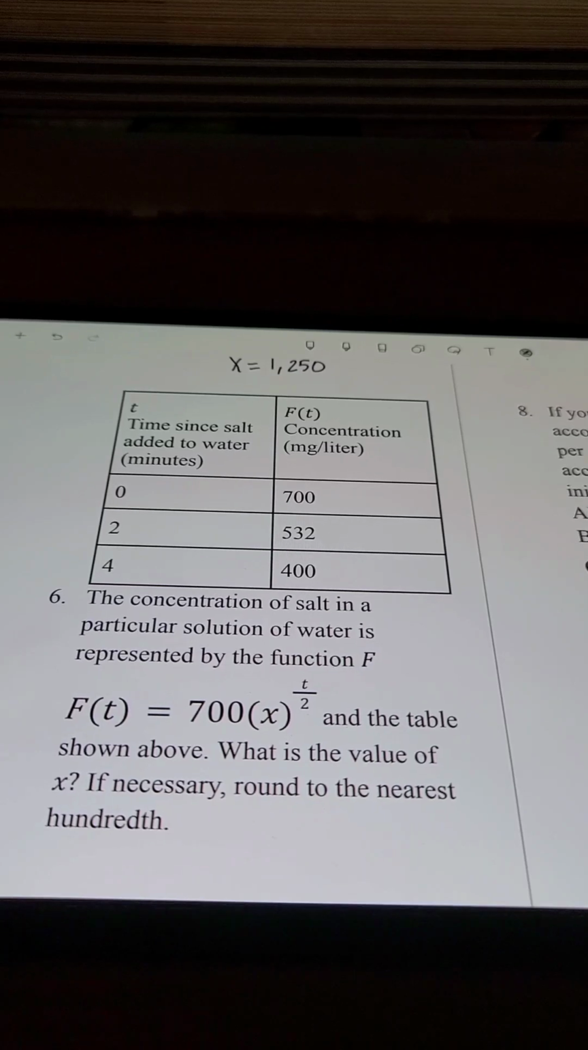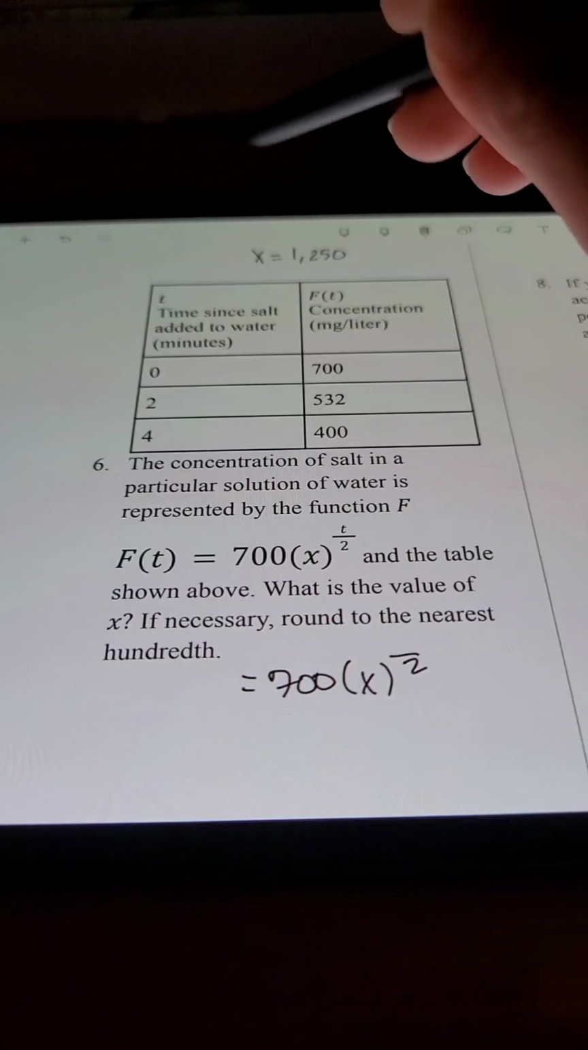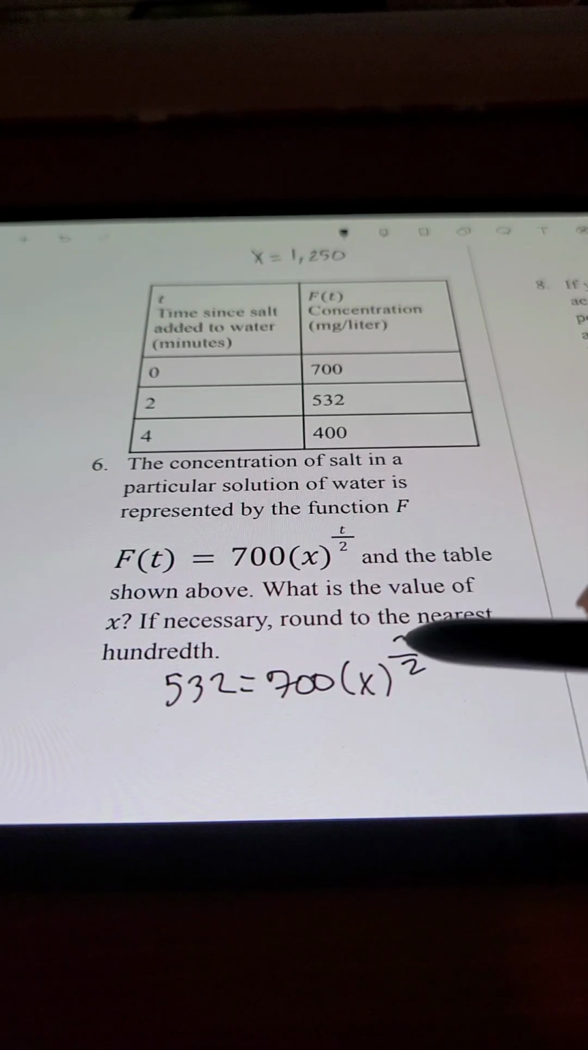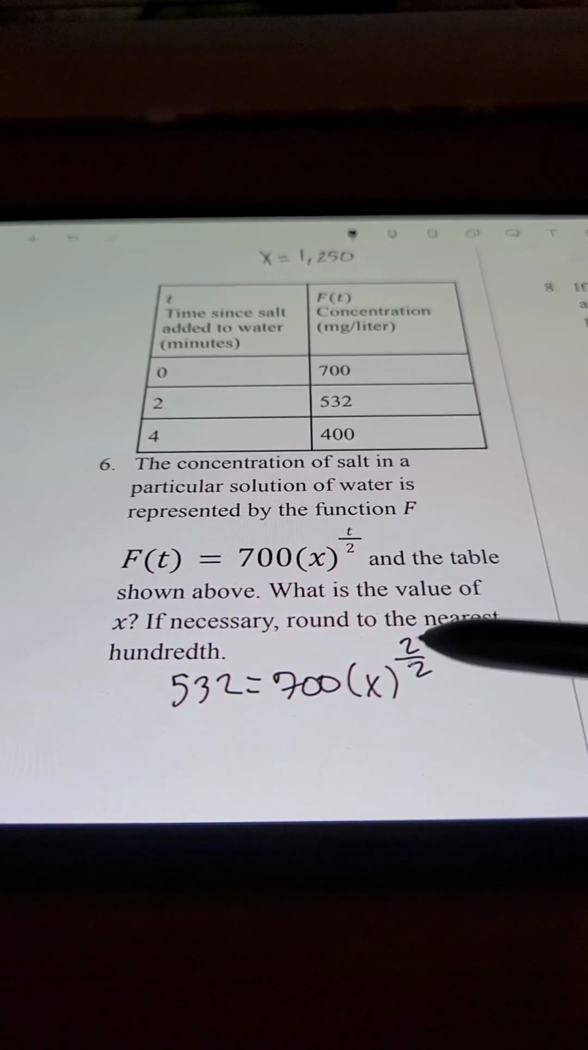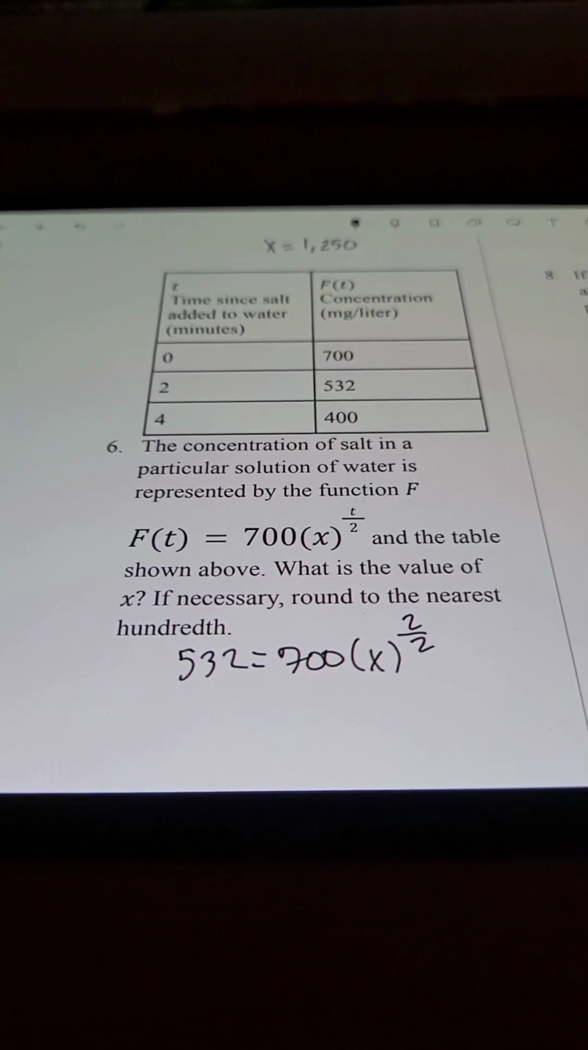Okay, pause to read number 6 if you haven't already. So for this problem, I'm trying to find out what x is. Now you have to be careful, this isn't a typo. X is supposed to be there. It's just we have to use the table to plug in values for t and f of t and then solve for x. And the corresponding 532, then 2 over 2 is just 1, so you only have x to the first power, so you don't have to worry about squaring or anything like that.